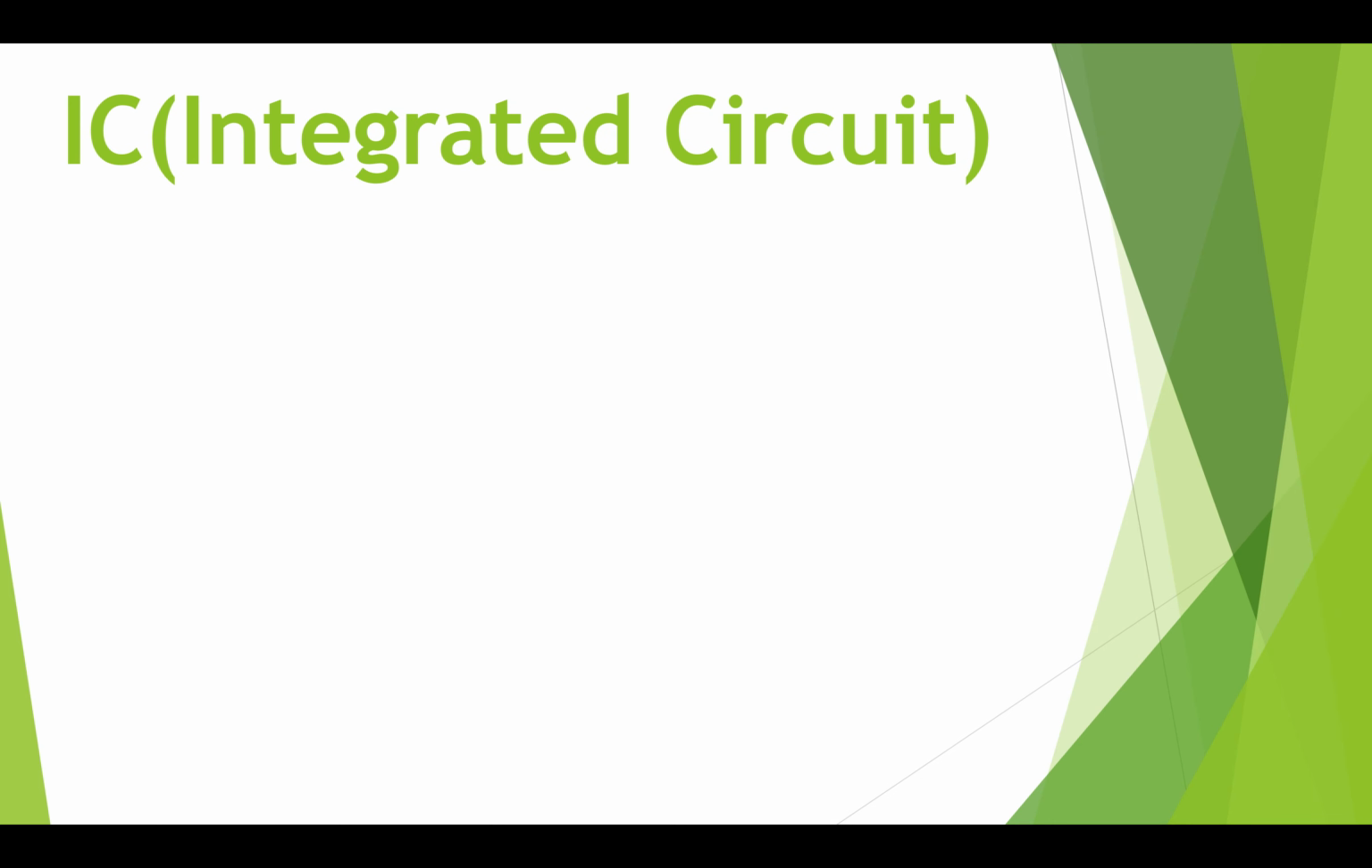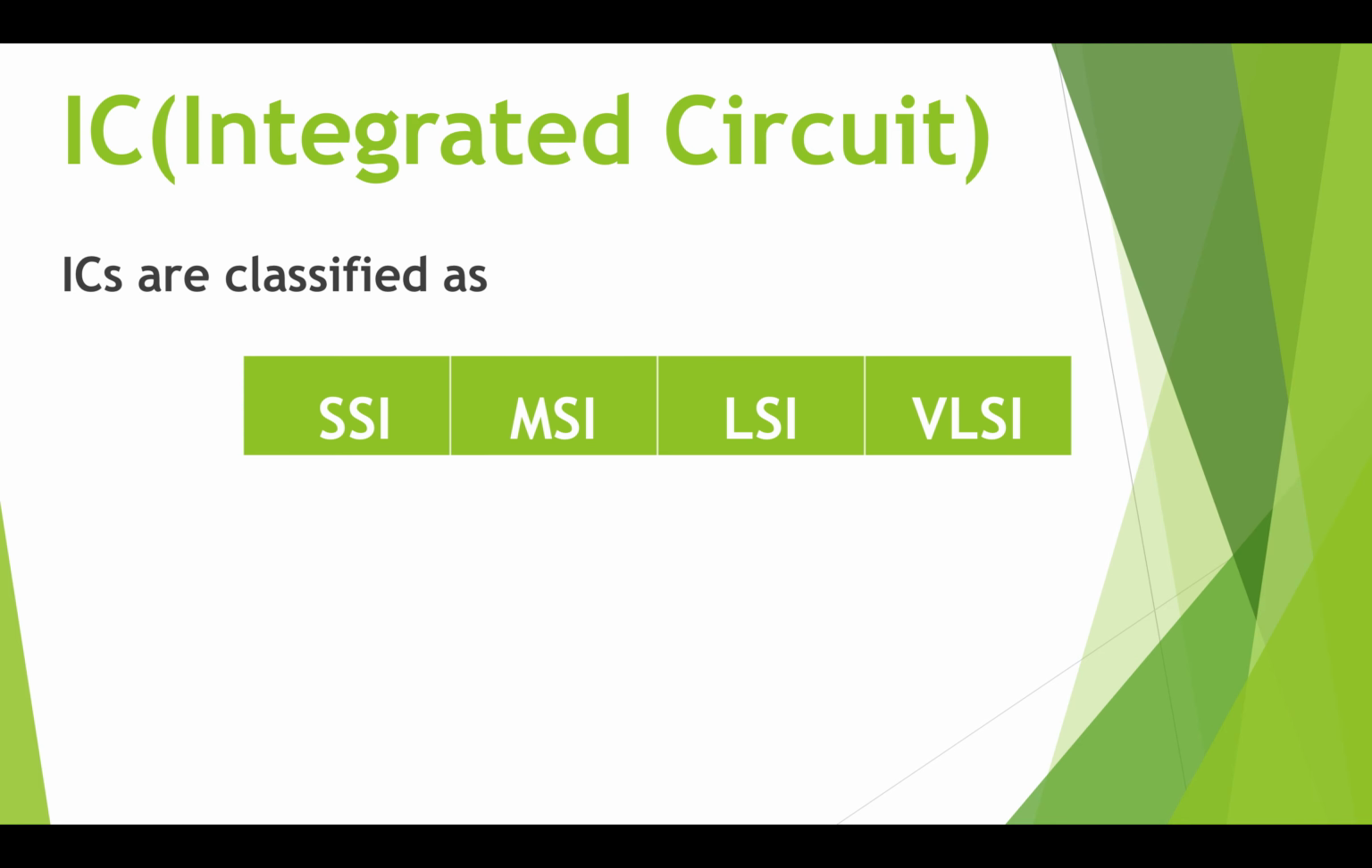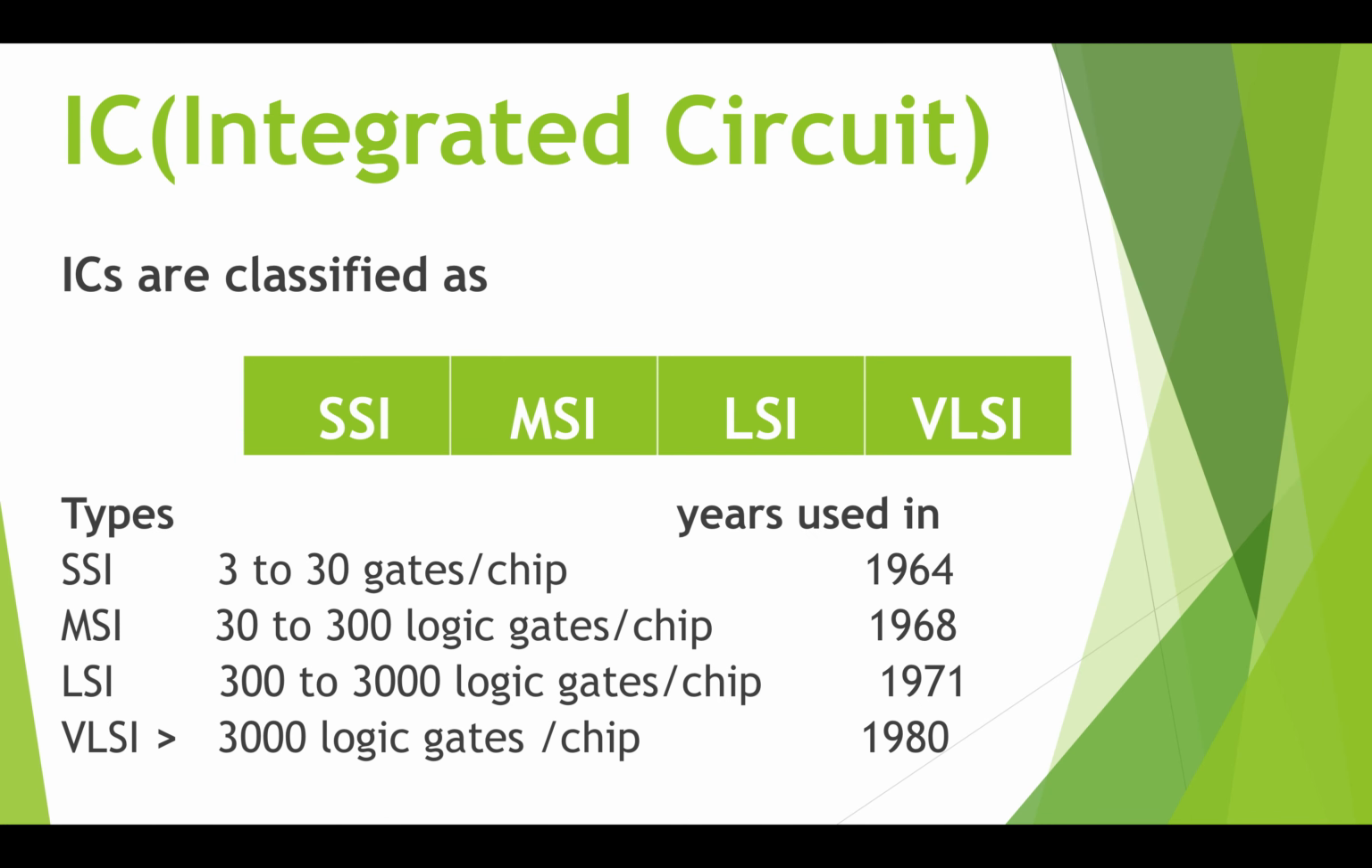Dear students, ICs are classified based on their chips. SSI, MSI, LSI, VLSI. Small scale integration consists of 3 to 30 gates or chips. Medium scale integration consists of 3 to 300 logic gates or chips. Large scale integration consists of 300 to 3000 logic gates and chips.